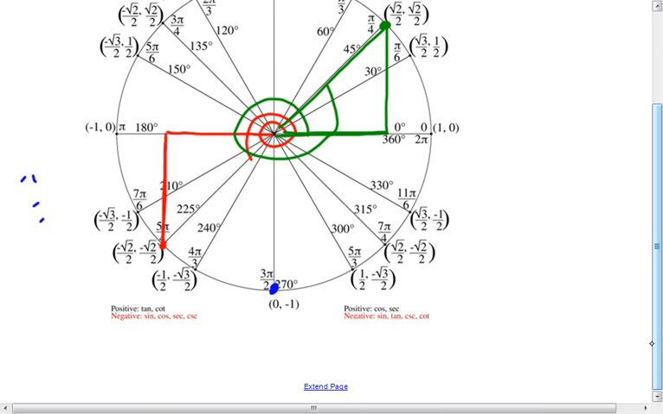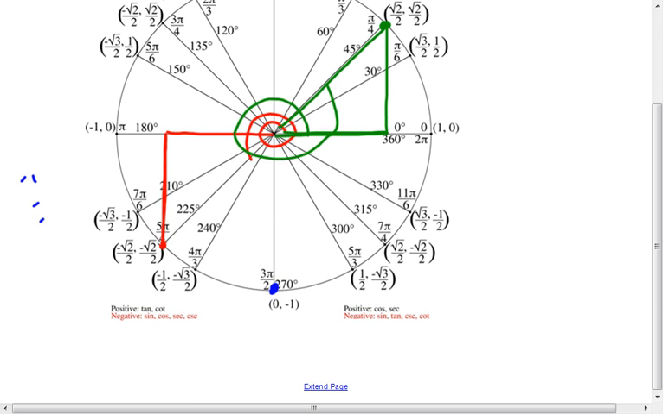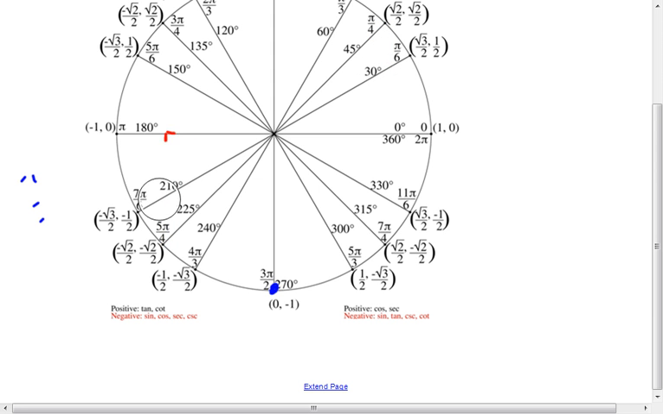Then we are going to move on to these positives and negatives by quadrant business here. Up here in the corners of your unit circle, you will see these, okay? This tells you which trig functions are positive and negative in whatever quadrant you are in, okay? So you can see that cosine is positive in quadrant 3 down here. This is quadrant 3. And sine, tangent, cosecant, and cotangent are all negative, okay?